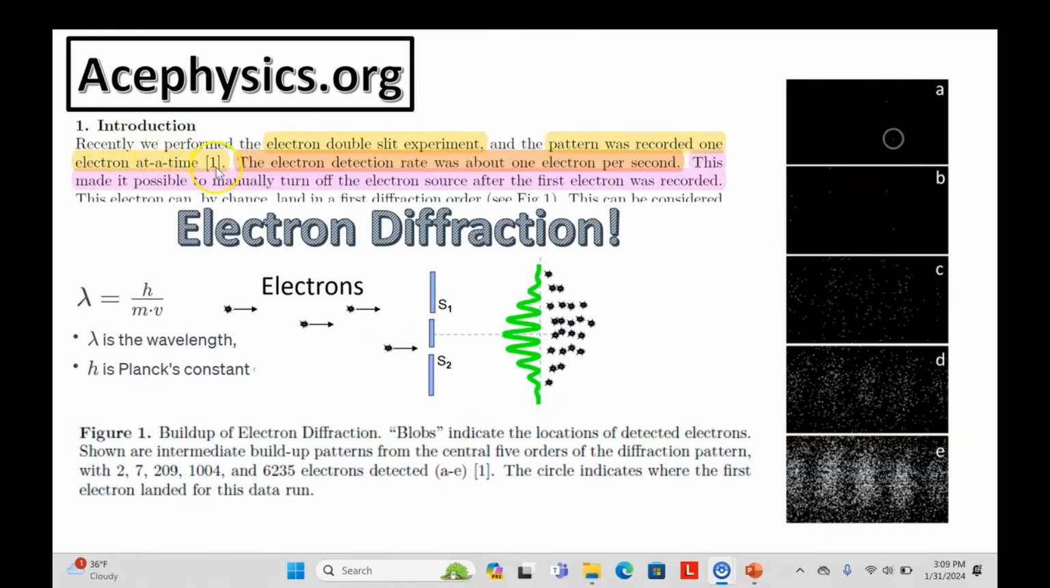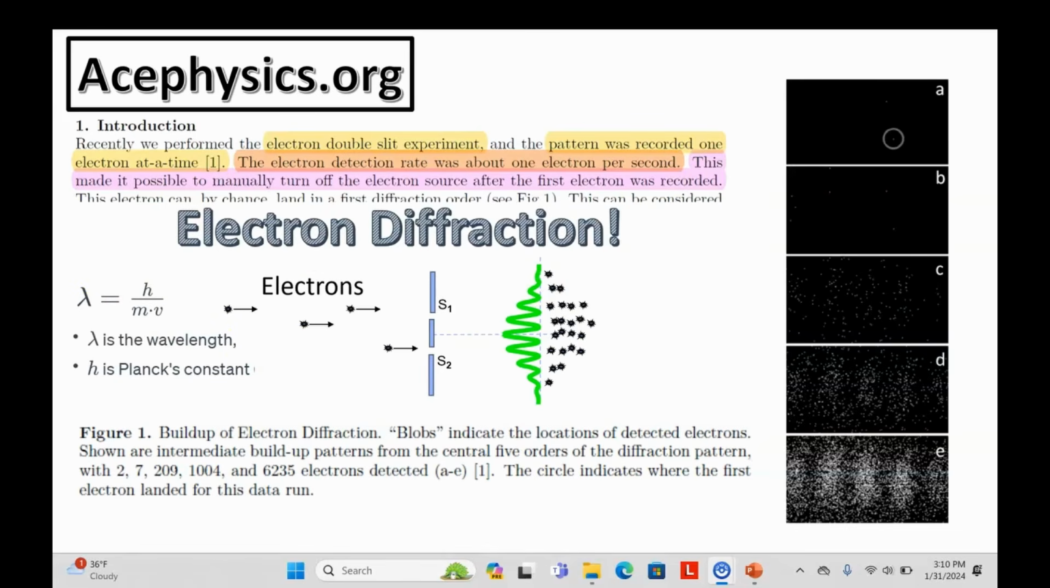Recently, we performed the electron double slit experiment, and the pattern was recorded one electron at a time. The electron detection rate was about 1 per second. This made it possible to manually turn off the electron source after the first electron was recorded. 1 per second. One electron goes in, wait a second.